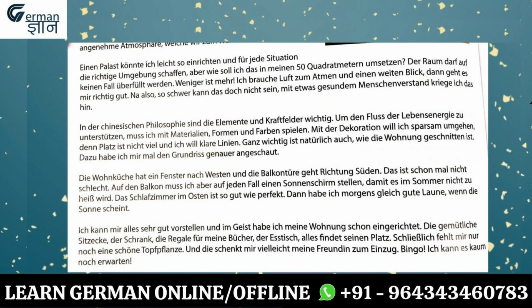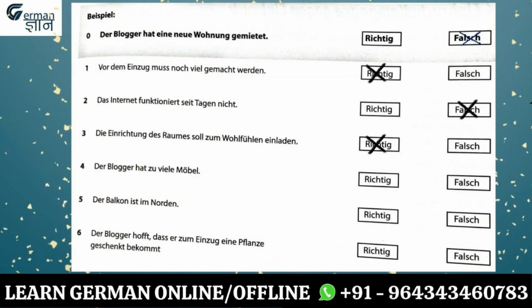Now first you have to read this text completely, understand each and everything, and then try to find the answers to your questions. Now these are the questions for your lesson tile 1, and question number 1, 2 and 3 are already done for you. You have to do the rest of the questions. Now let's read the first question, which is: Vor dem Einzug muss noch viel gemacht werden.